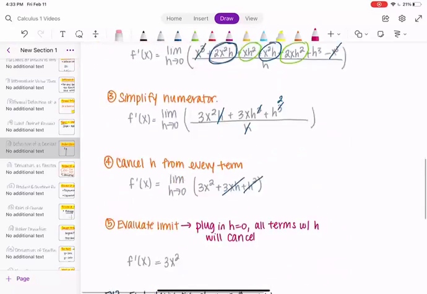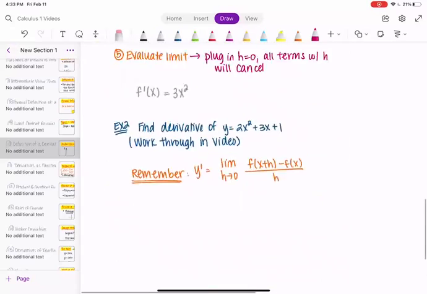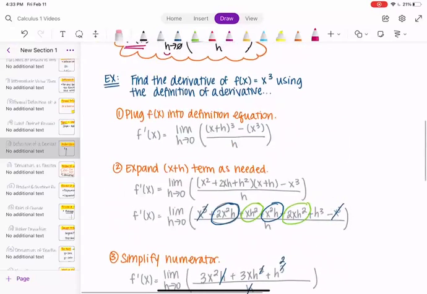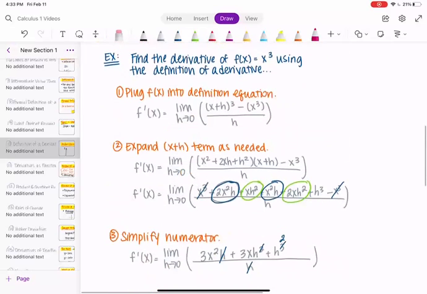And then I believe there's an example to work through together. Yes, awesome. So for this example, we're finding the derivative of f of x equals x cubed using the definition of a derivative.